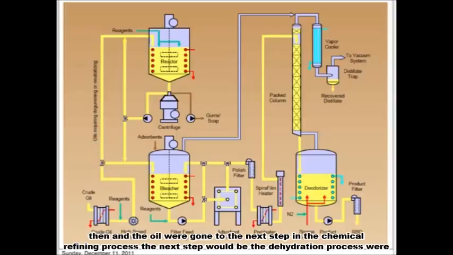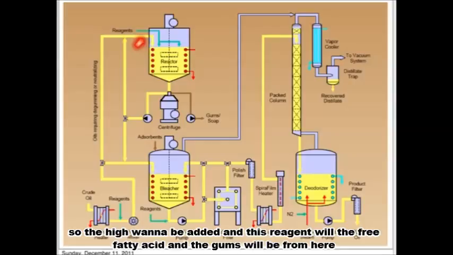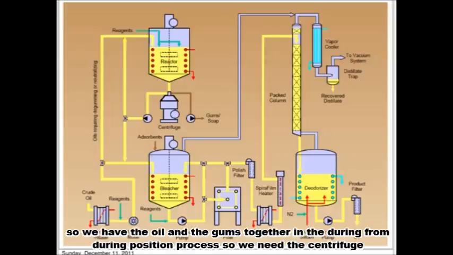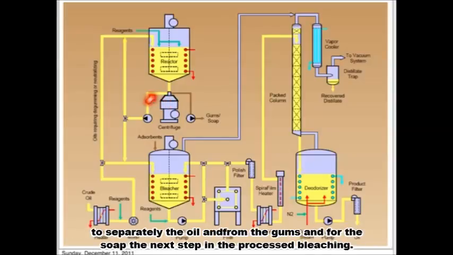In a chemical refining process, the next step would be the neutralization process, where the sodium hydroxide or the alkali will be added, and this will react with the free fatty acids, and the gums will be formed here. So we have the oil and the gums together formed during the neutralization process. So we need the centrifuge to separate the oil from the gums or from the soap.